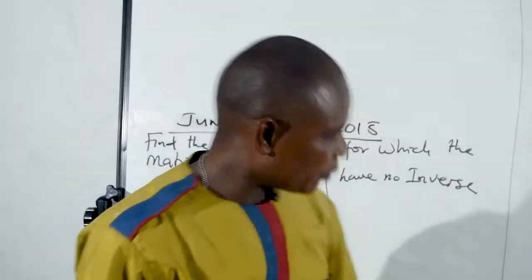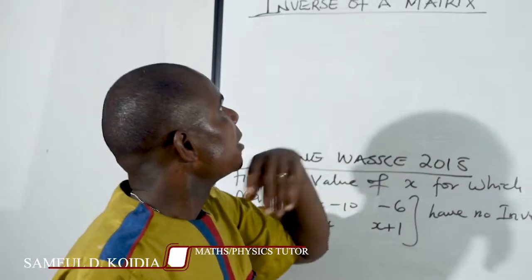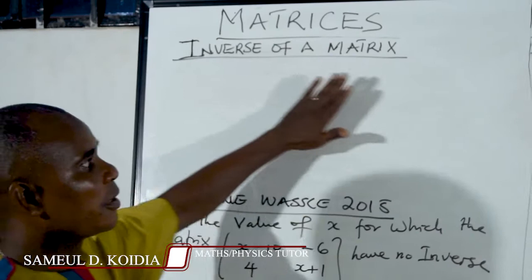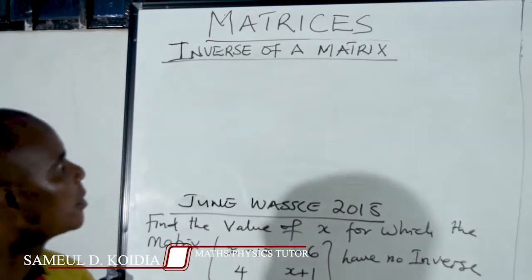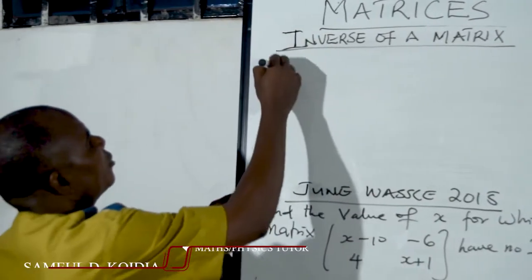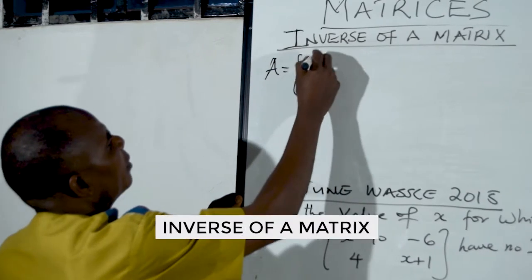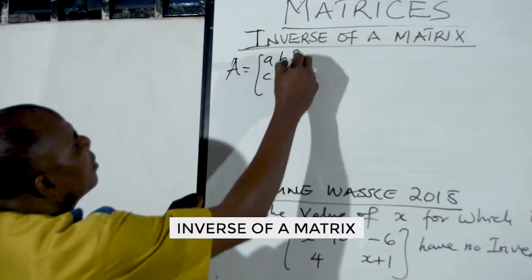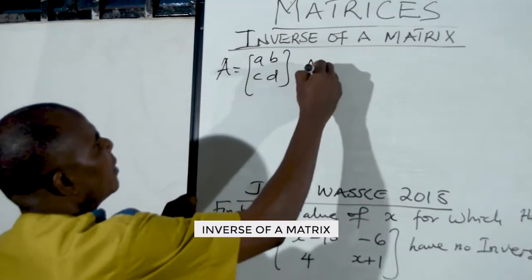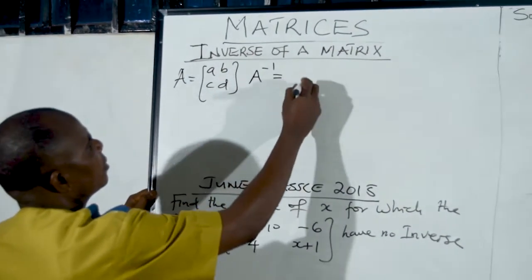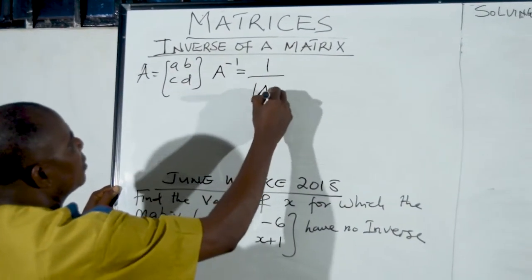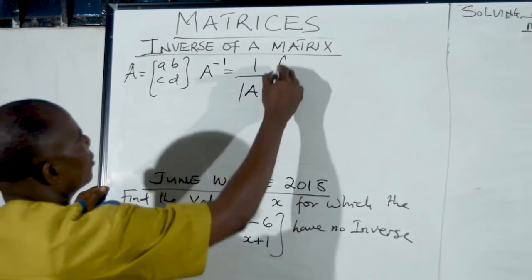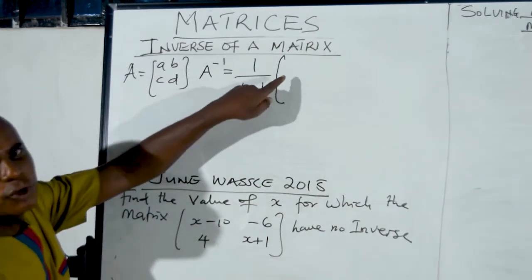Right, so guys, we continue with matrix, inverse of a matrix. So the inverse of a matrix, let's say the matrix is A, B, C, D, a 2 by 2 matrix. If I want to find the inverse of a matrix, it's denoted by 1 over the determinant of that matrix times the adjoint of this matrix.